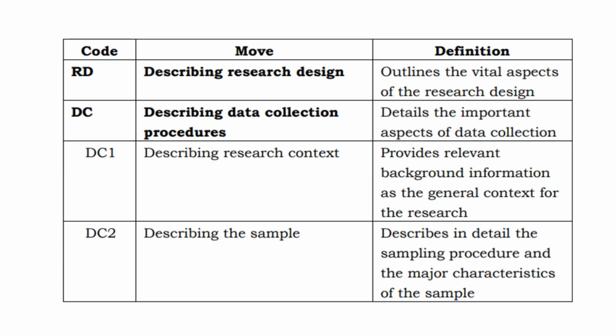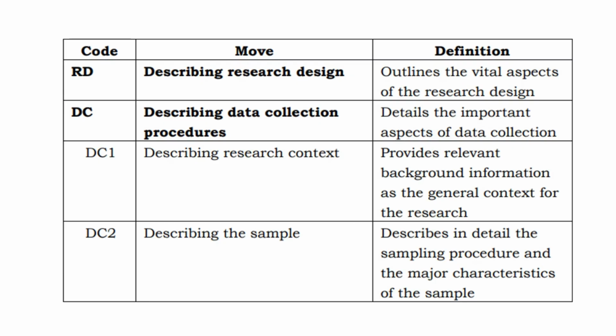From other models, from Poe, a research method also contains 3 moves. Number one is describing research design. So different from Lim, according to Poe, describing research design is in the first place, or move one, while describing data collection procedure is in the second move. Describing research design has only 1 step, which outlines the vital aspects of the research design, while describing data collection has several steps.